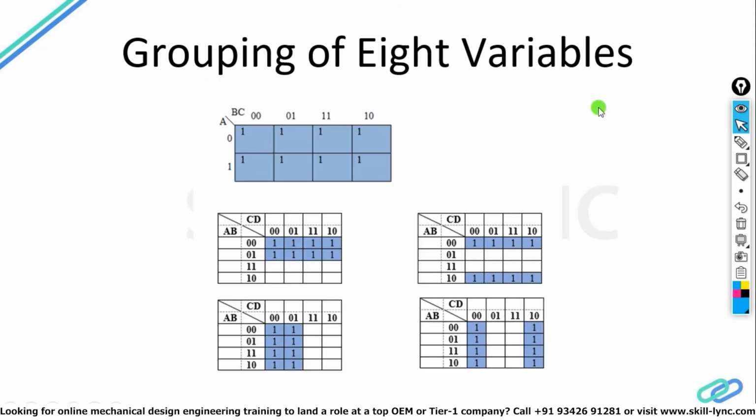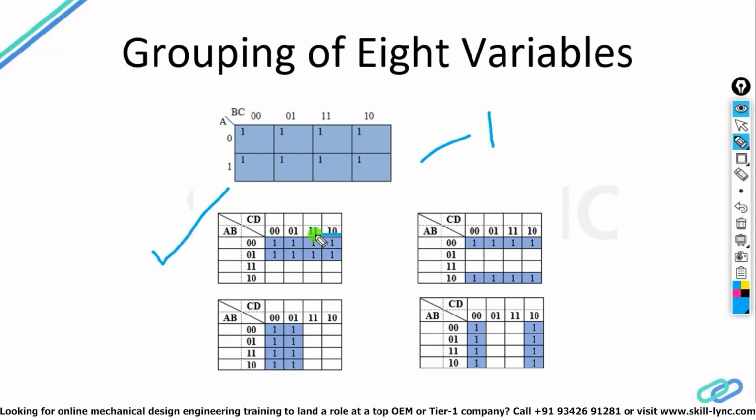Okay, now grouping of 8 variables. Grouping of 8 variables does not apply for the 2 variable K-map. Why? Because a 2 variable K-map has only 4 boxes and we cannot make a group of 8 variables. So a group of 8 starts with the 3 variable K-map, then 4 variable, 5 variable and so on. In a 3 variable K-map, if all the 8 boxes are filled, then its answer will be 1.